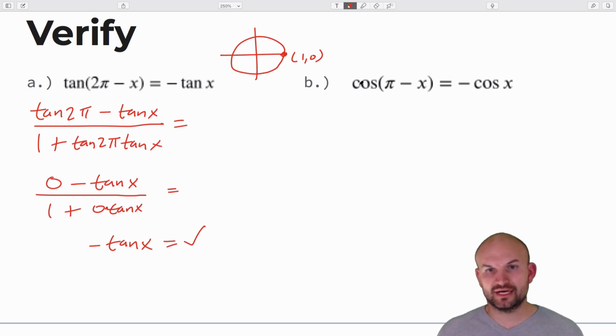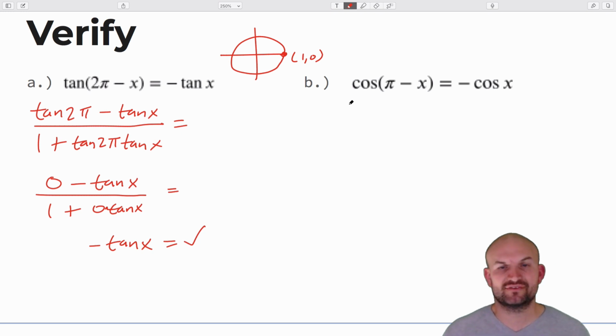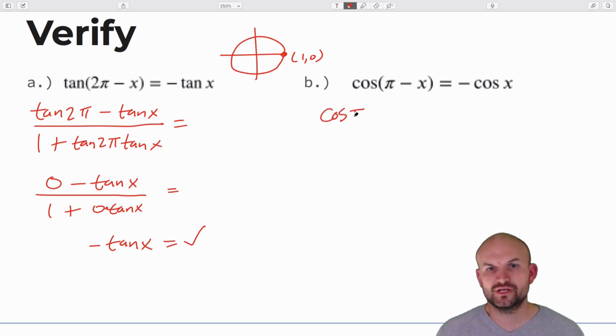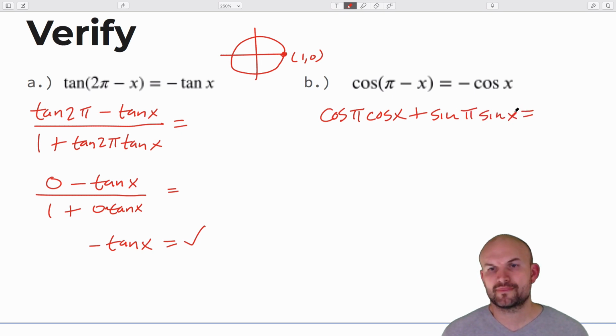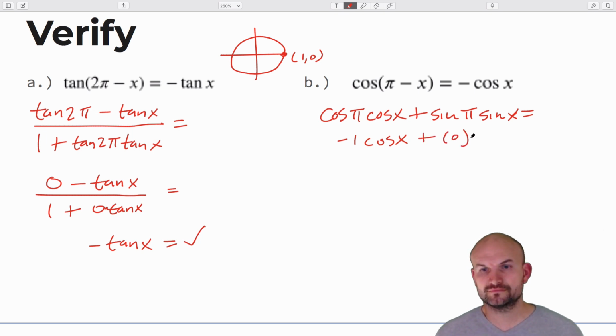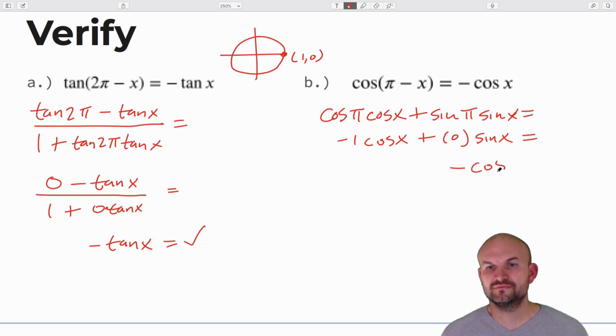Here's another example, cosine of pi minus x. So we can apply this: cosine of pi times the cosine of x, plus sine of pi times the sine of x. Obviously, cosine of pi is going to equal negative 1. The sine of pi is going to be 0. So therefore, we're just going to be left with a negative cosine of x.